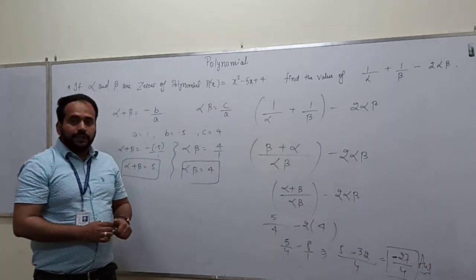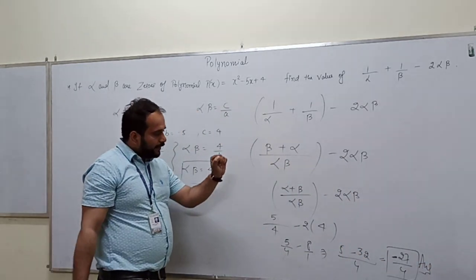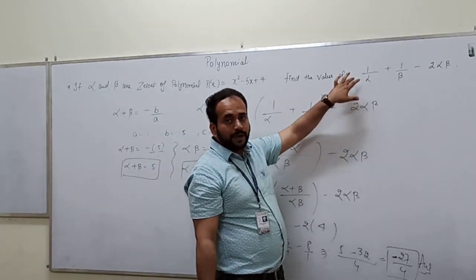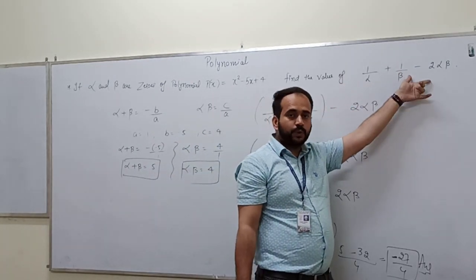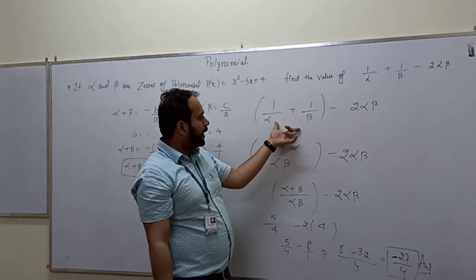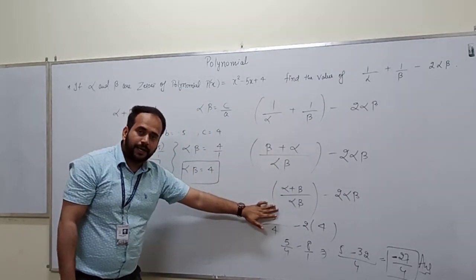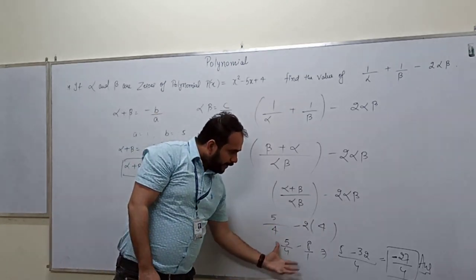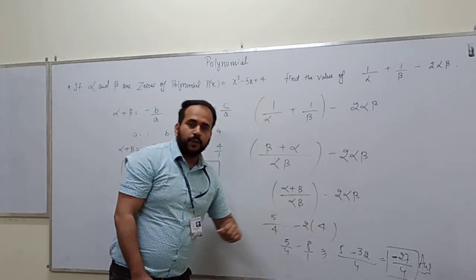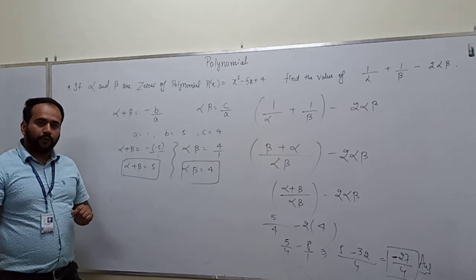I hope this question is clear to you. We were finding the value of 1 by alpha plus 1 by beta minus 2 alpha beta. I have taken it as a part LCM, then just put the values of alpha plus beta and alpha beta. Then putting those values, I am getting my answer, which is equals to minus 27 by 4.